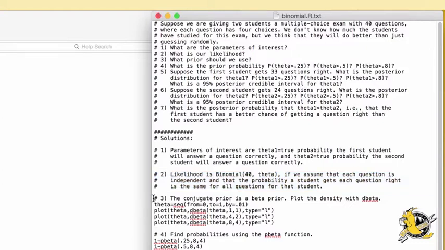What prior should we use? The conjugate prior for a binomial likelihood is a beta prior. The information we have is that we think they will do better than just guessing randomly, so the prior mass should be largely above 0.25. We'll want a prior mean bigger than 1/2, maybe say 2/3. So what I'm going to do is make a sequence of possible theta values that goes from 0 to 1 in increments of 1/100th.